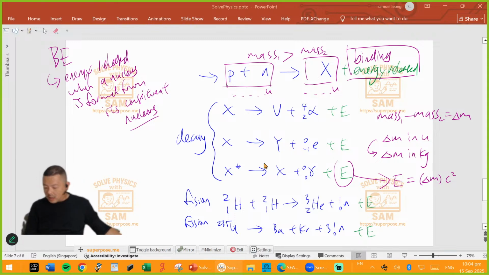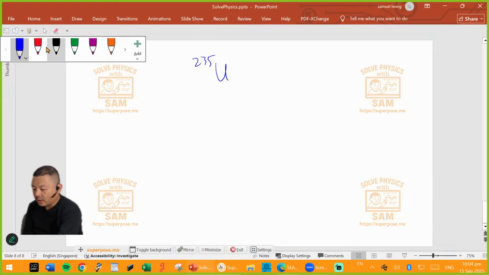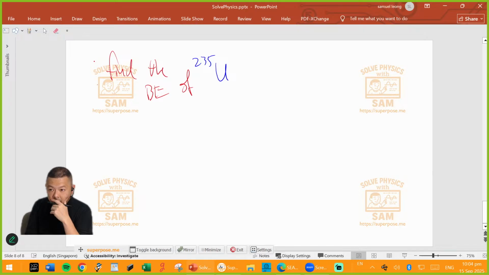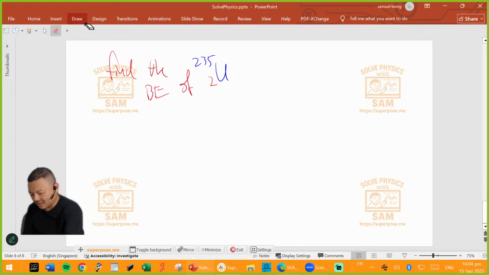Let's say they ask you to find the binding energy of uranium 235. What you will need is 235, 82? Is it 82? Hang on, let me just Google this. So uranium 235 has how many protons? I'm so bad at this because my chemistry is so bad. 92, sorry, 92, not 82. So what would you have to do?